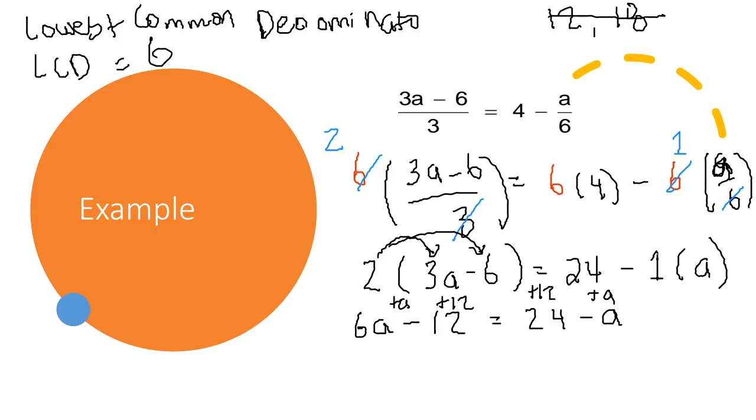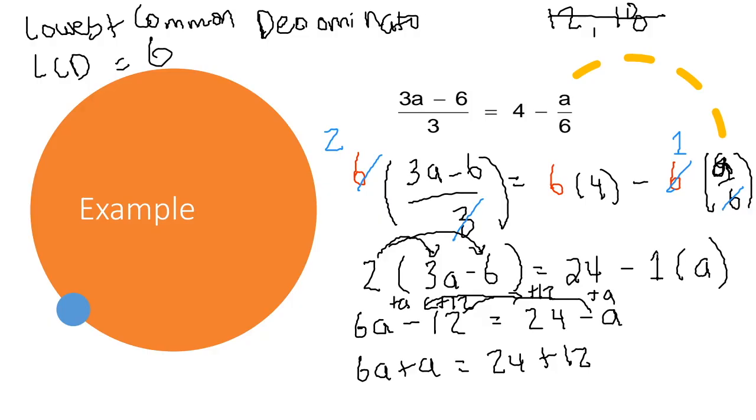See, maybe that method doesn't work for me. I'm going to bring this way and this way. So we have 6a plus a equals 24 plus 12. So I brought the 12 this way and the a this way. But again, it doesn't matter. You could have brought your a's to the right-hand side.